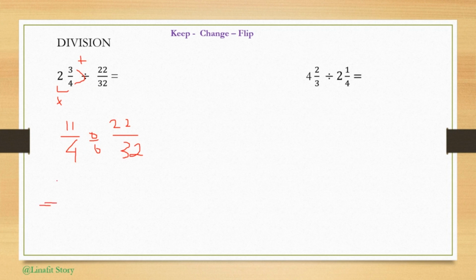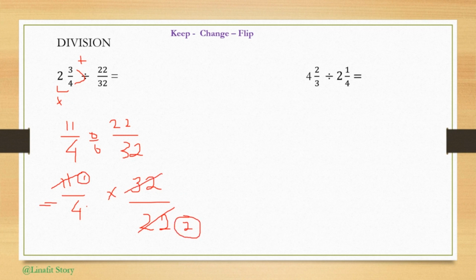Keep, change, flip. Then you may use the cancellation method between 11 and 22. Divide by 11. So over here is 1. This is 2. And then another cancellation method between 32 and 4. So you divide by 4. So over here is 1. This is 8. 1 times 8 equals to 8. 1 times 2 equals to 2. So 8 out of 2 equals to 4.